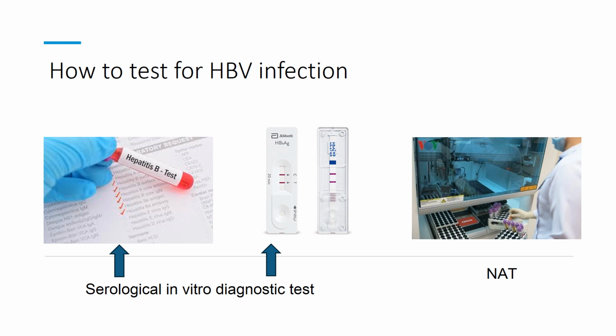WHO guidelines recommend using a single quality assured serological in vitro diagnostic test, either a laboratory based immunoassay, enzyme immunoassay, or chemiluminescence immunoassay, or rapid diagnostic test (RDT) to detect hepatitis B surface antigen that meets minimum performance standards. Using HBV DNA nucleic acid testing (NAT) following a reactive hepatitis B surface antigen serological test result is recommended to help further guide who to treat and to monitor for treatment response.